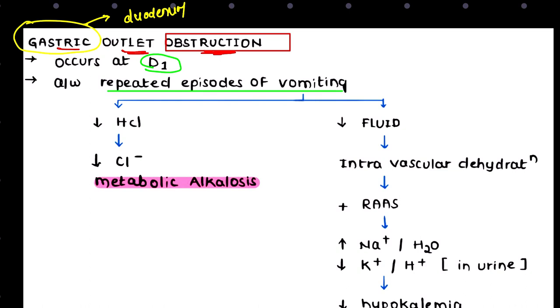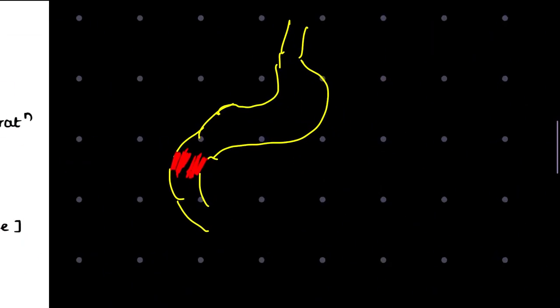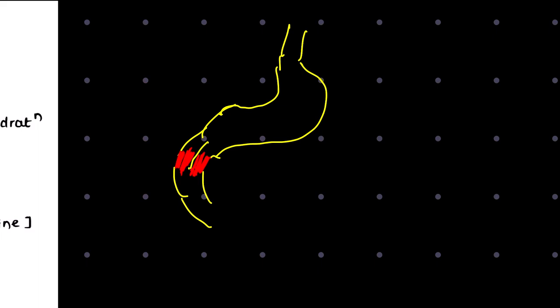Now in this process there will be repeated episodes of vomiting. Why will there be repeated episodes of vomiting? Because, as we said, there will be obstruction right here. The food will not pass properly through this region, so it will return and come out of the body as vomit.